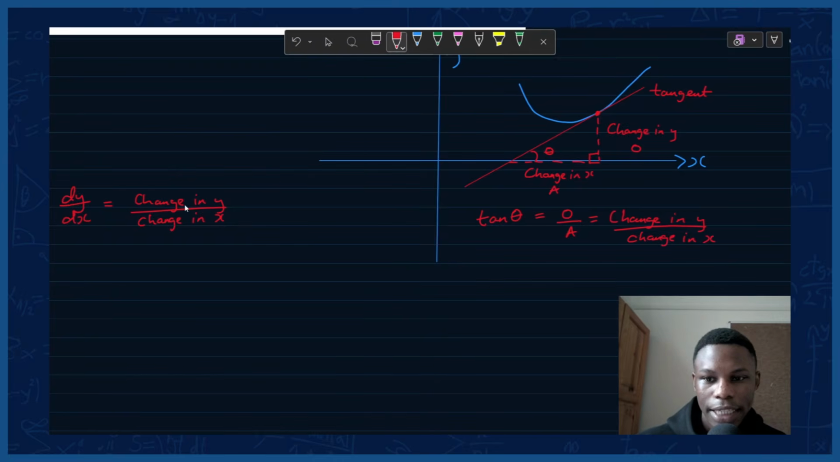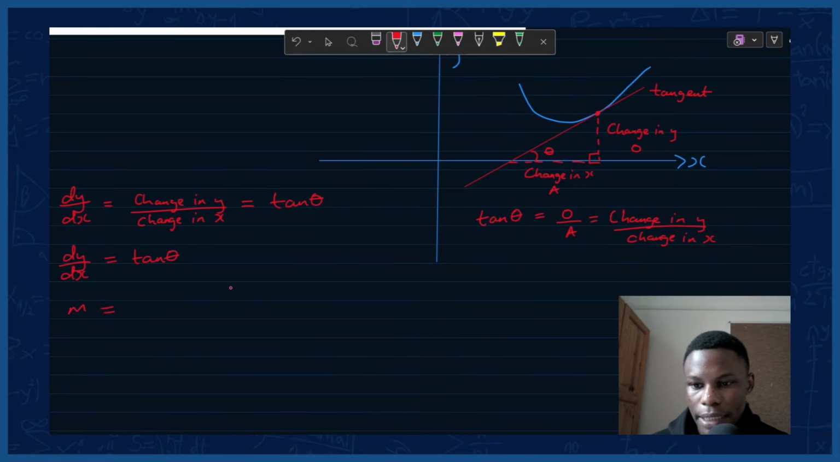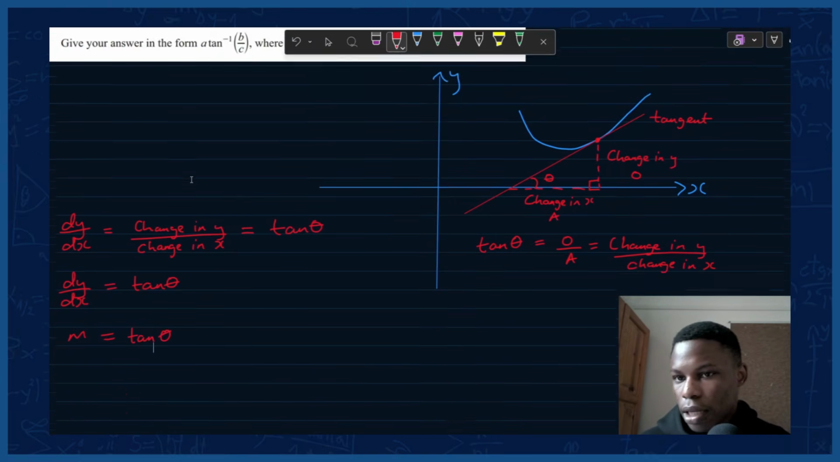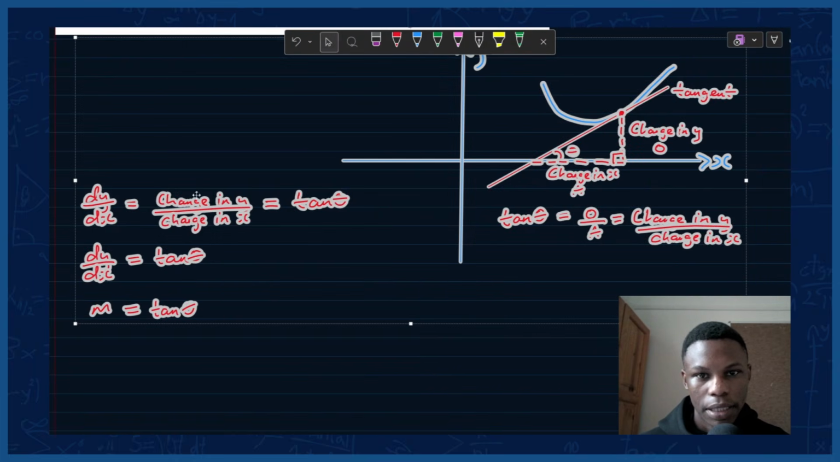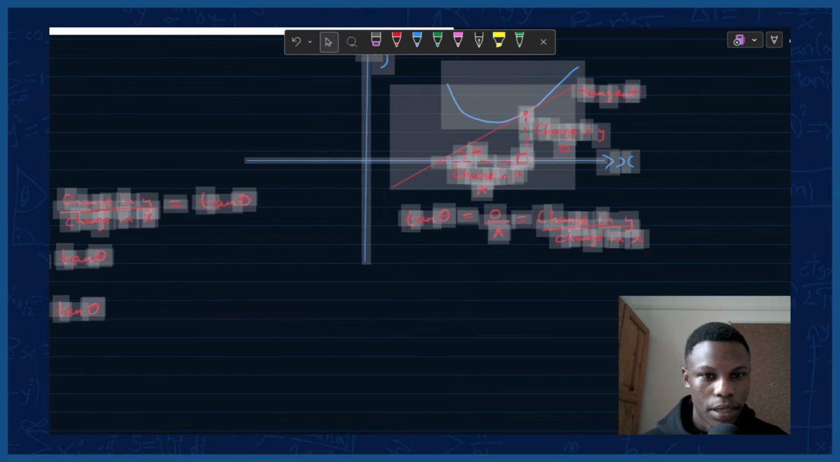Meaning that change in y over change in x is simply equal to tan theta, where theta is the angle formed between your tangent and the positive x-axis. So if we simplify this, we're saying that dy/dx is equal to tan theta. Or you may see this in other forms as m, the gradient of your tangent, is equal to tan theta. This is going to be the big idea at play here. Keep it in the back of your head. In fact, it will be the center focus of this, so don't forget it.